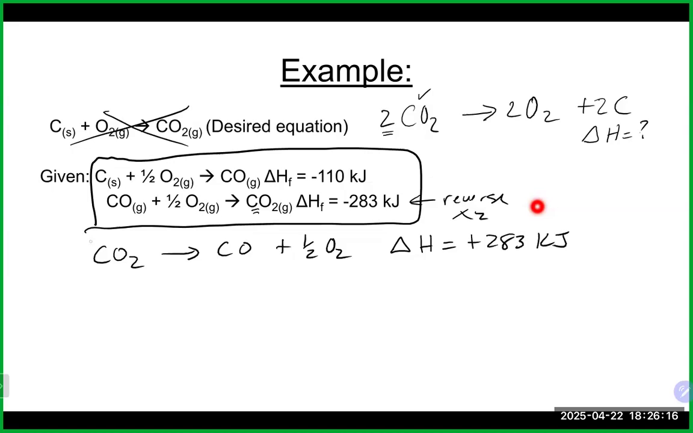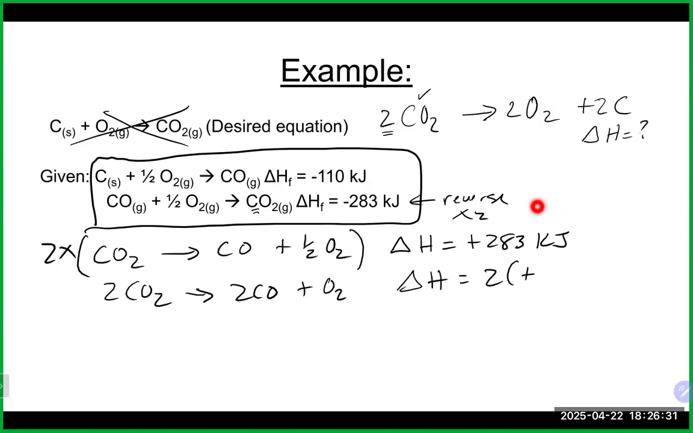I then want to multiply this whole thing by 2, and that's going to give me 2 CO2 goes to 2 CO plus an O2 in that case. And that's going to give me a delta H of 2 times positive 283 kilojoules. So that's basically everything I need to do with that one.